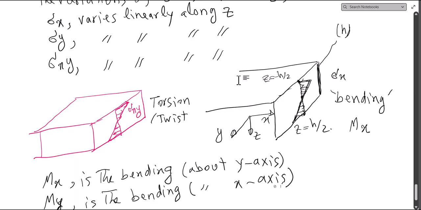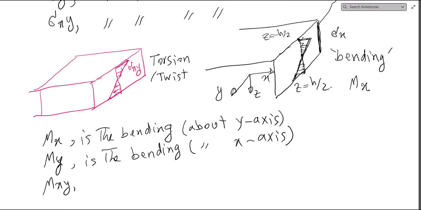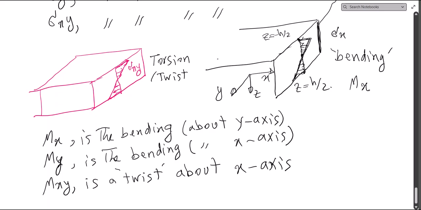and mxy is a twist, shall we say, about x-axis, because it wants to twist, it will create an in-plane moment about the x-axis, and similarly myx about y-axis.